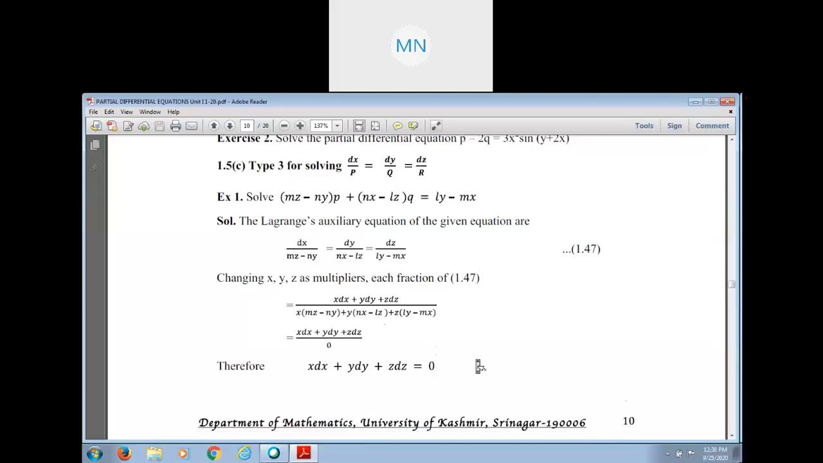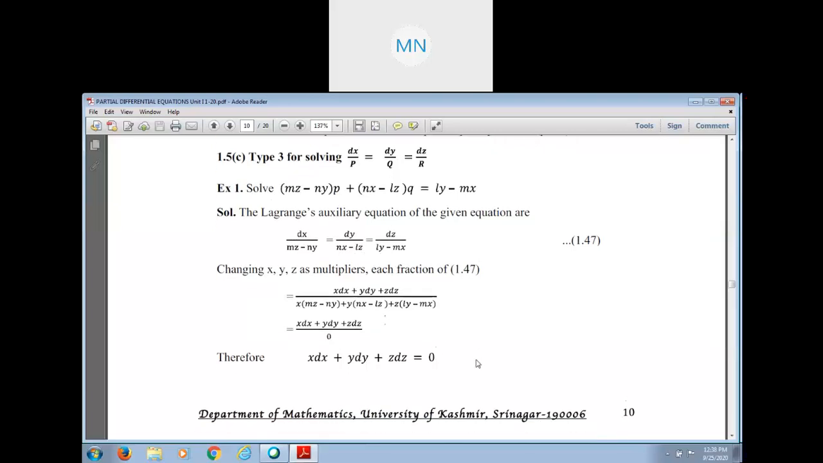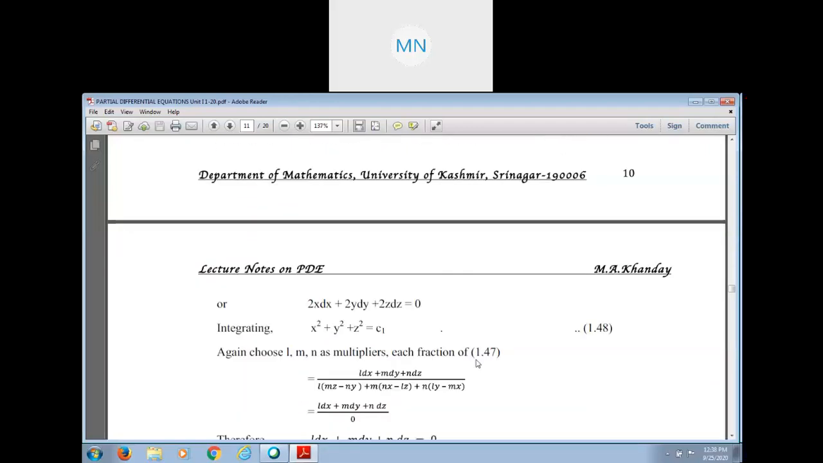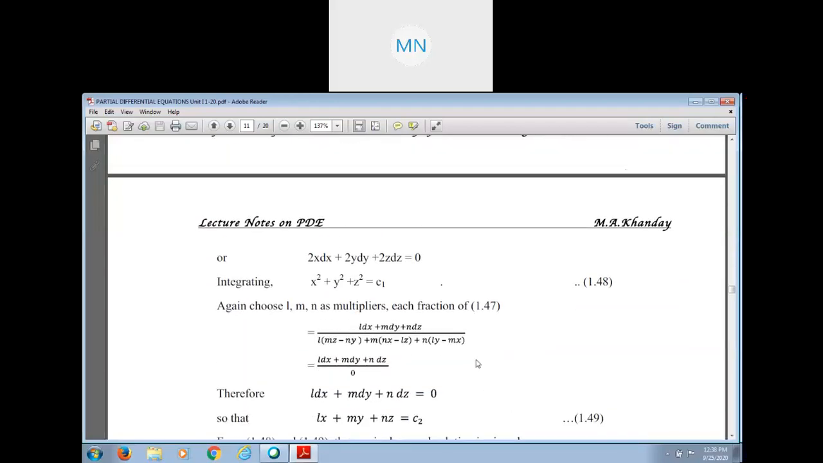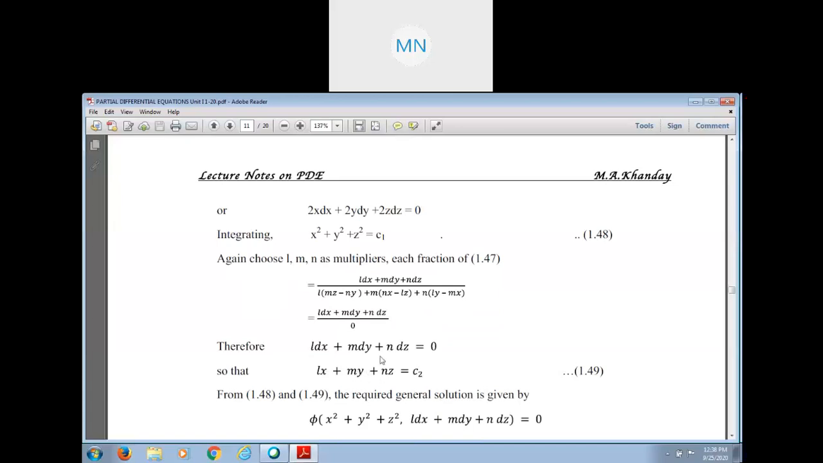So first we multiply by x, y and z. In the second step we multiply to get the other independent solution. We multiply each term by l, m and n, and we get l dx plus m dy plus n dz, because l, m, n are constants. After integrating, we get lx plus my plus nz equals c2. So the solution is phi of c1, c2 equals 0.